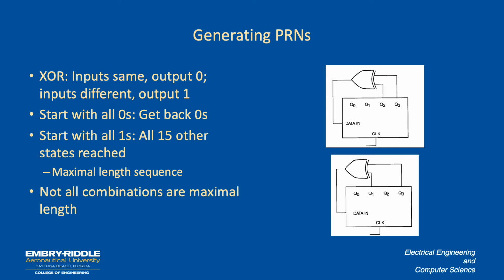Now, not all combinations are going to be maximal length, and so the other exercise you can do will be to show that if you did the exclusive OR of Q1 and Q3, then you don't get a maximal length sequence. So there are only so many of the possible combinations, using exclusive ORs between Q0, Q1, Q2, and Q3, that give you a maximal length sequence.